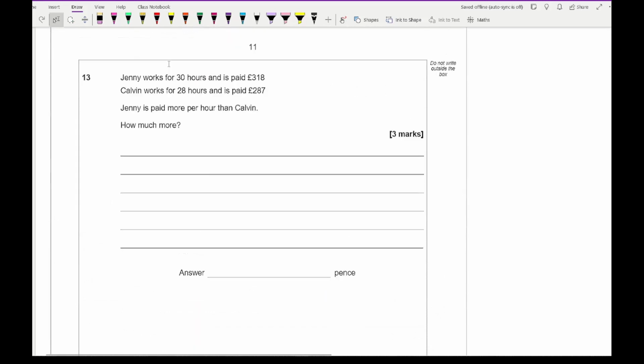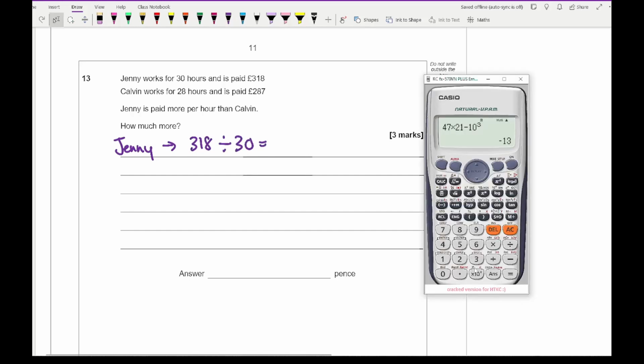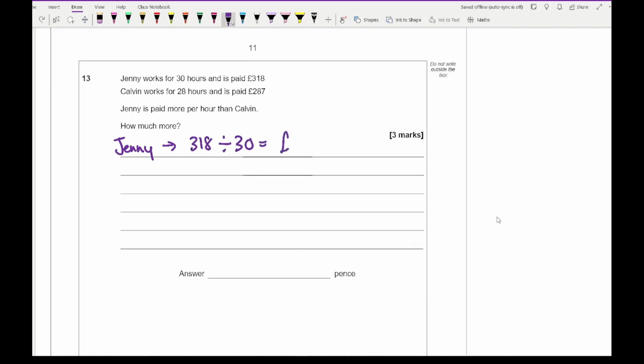Moving on to question 13, it says Jenny works 30 hours and is paid £318. Calvin works 28 hours and gets paid £287. Jenny is paid more per hour than Calvin, but how much more? So in terms of Jenny, what we need to do is work out the hourly rate. So I'm going to do 318 divided by 30, and let's just type that into our calculator. 318 divided by 30 equals, she gets paid £10.60 an hour.